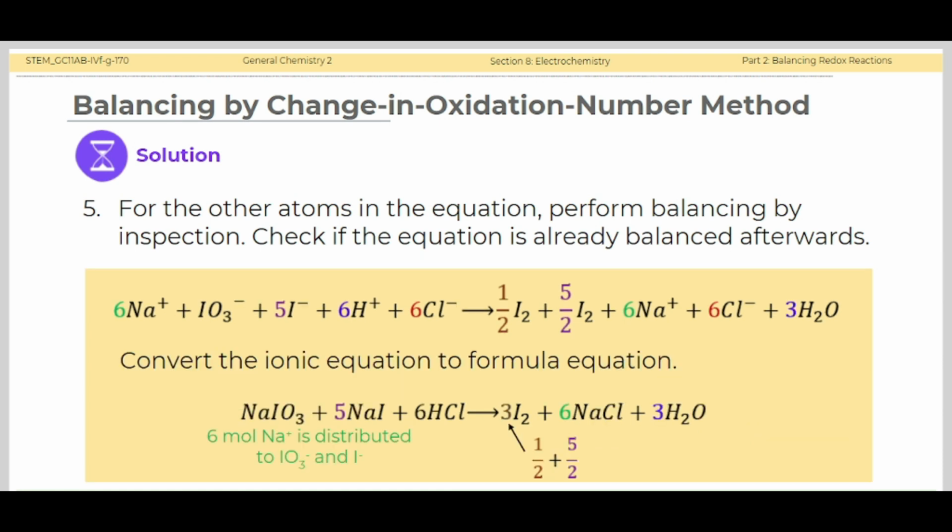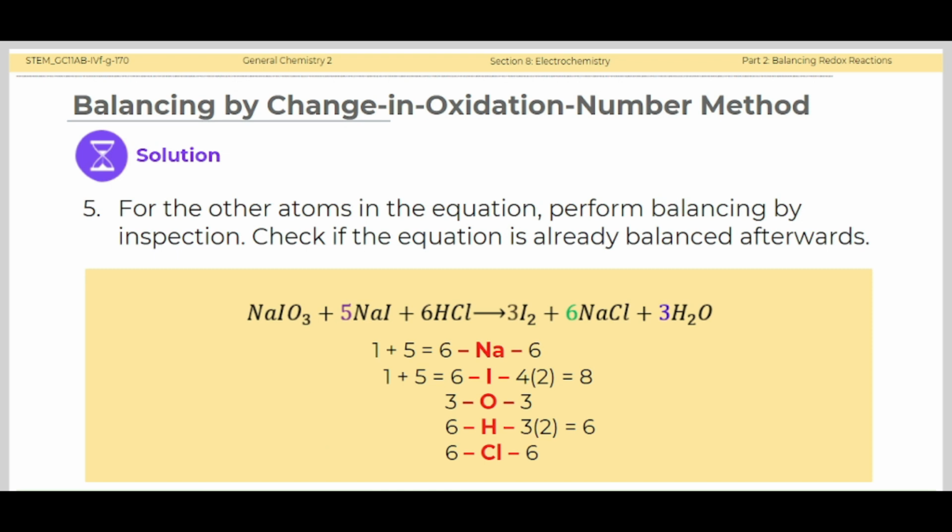Convert the ionic equation to the formula equation. Notice that the 6 moles of sodium ion are distributed to 1 mole of iodate ion and 5 moles of iodide ion. We must combine the two terms of diatomic iodine. Combining 1/2 and 5/2 gives us 3, hence the resulting coefficient of diatomic iodine. We now have the balanced equation for the reaction. By checking, we can see that the number of atoms of each kind on the reactant and product sides are equal.